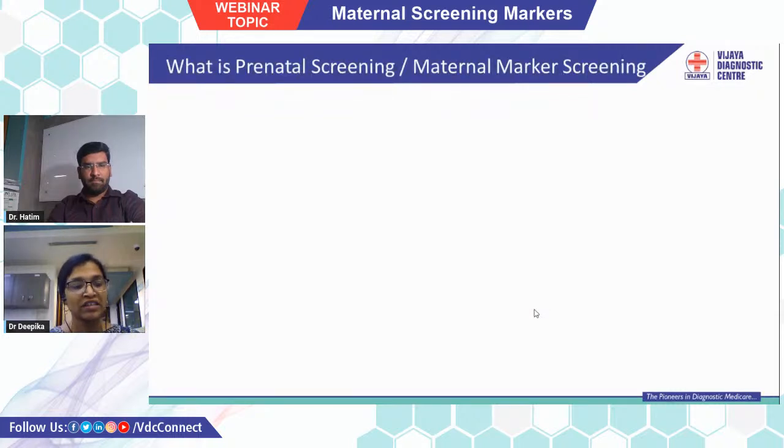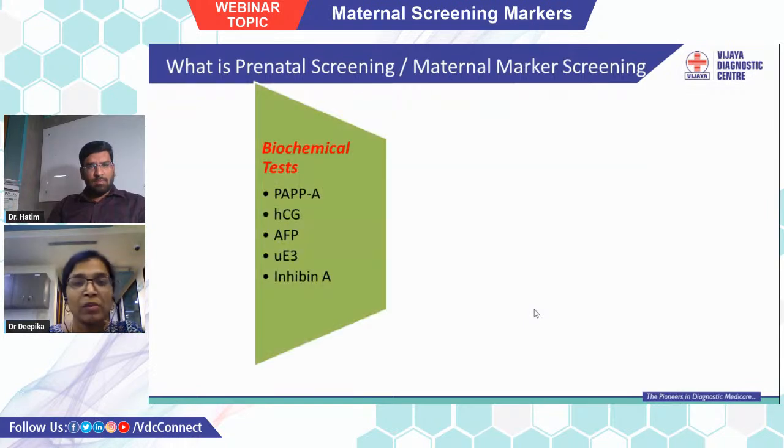Now, what is prenatal screening or maternal screening? It is not a single entity. It depends upon several factors. There are biochemical markers like pregnancy associated plasma protein A, HCG, which may be free HCG or total HCG, alpha fetoprotein, unconjugated estriol, and inhibin A.